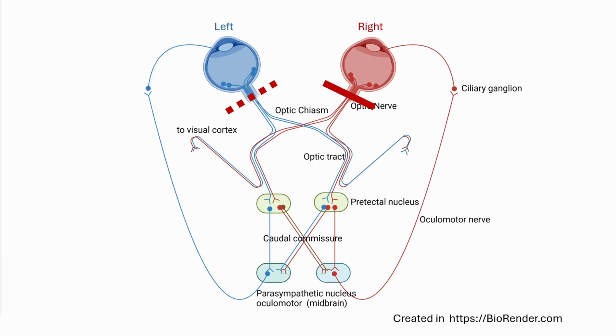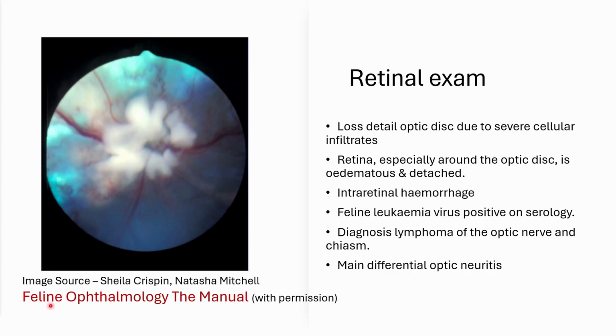So of course we would want to do a retinal exam in that instance, and I have to thank Sheila Crispin, Natasha Mitchell, and most importantly this wonderful book called Feline Ophthalmology: The Manual, for this slide, which is actually not this cat's eye, but one that was very similar to our cat. There was a loss of detail of the optic disc due to a severe cellular infiltrate. And in our cat, we found that the retina had detached around the optic disc. There was retinal hemorrhage. This cat was feline leukemia positive on serology.